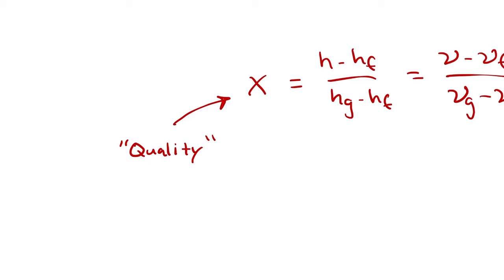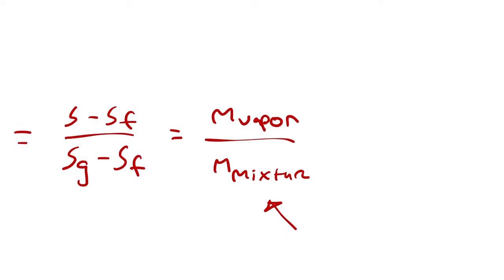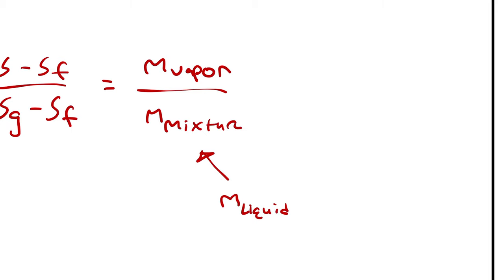Regardless of the reason behind the name, though, quality represents how far across the dome you are, and in fact represents a mass proportion of the vapor in the mixture. So if you had half a kilogram of vapor and half a kilogram of liquid in your mixture, then your total mass in your mixture is going to be 1 kilogram, and the mass of vapor in that mixture is 50%. If you had 0.1 kilograms of vapor in a 1 kilogram mixture, then you have 0.9 kilograms of liquid and a quality of 10%. If you had 99% quality, then that means 99% of the mass in your mixture is vapor and 1% is liquid.